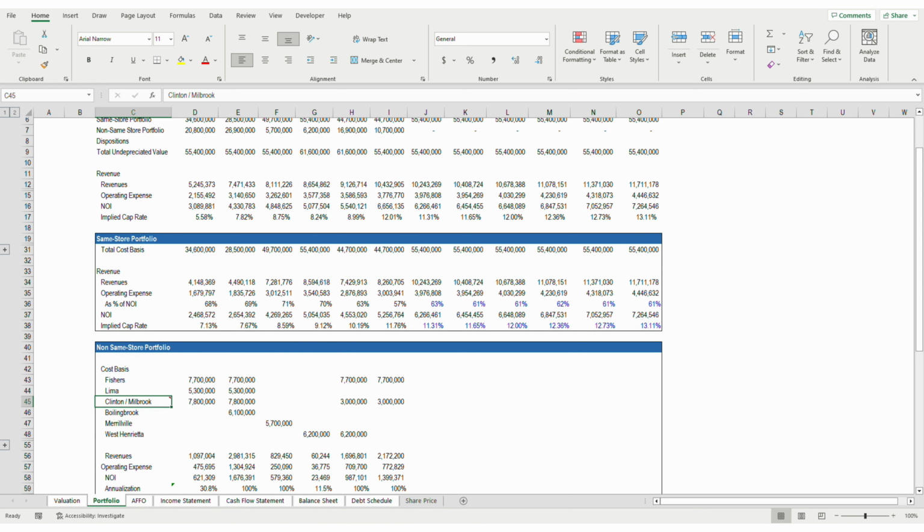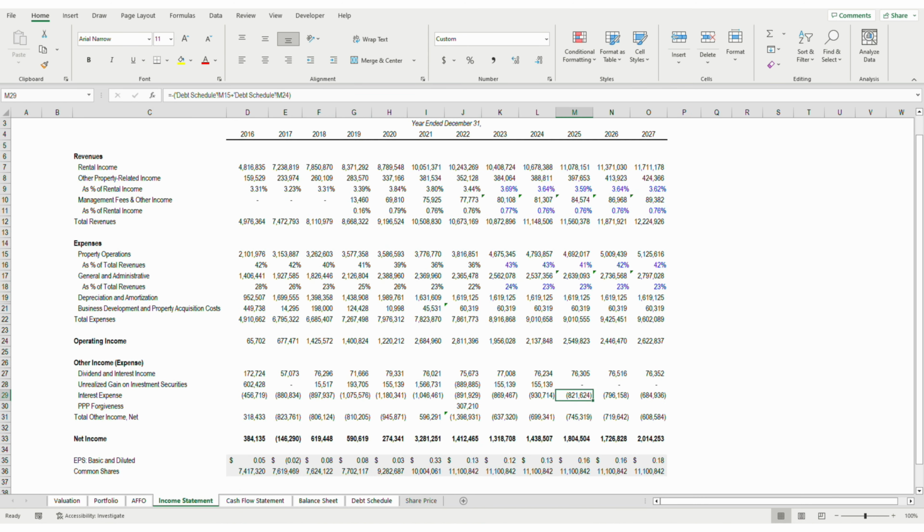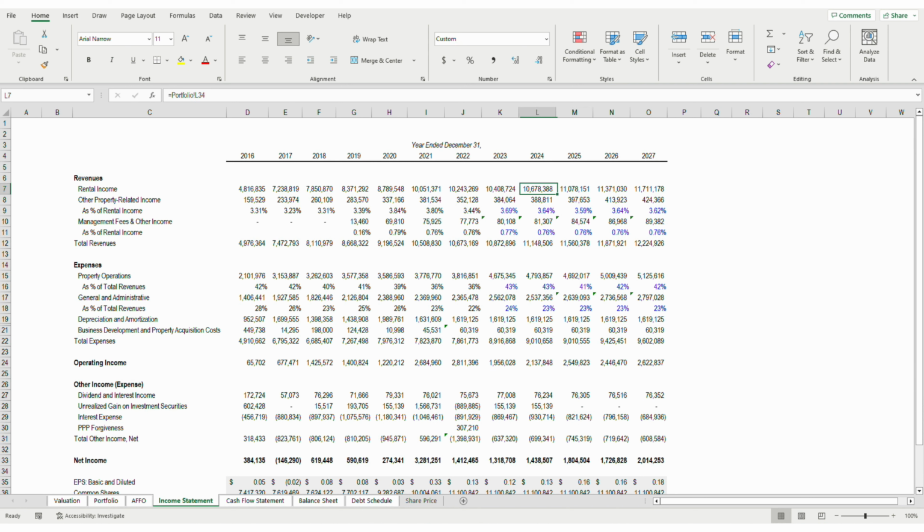One of the nice things about a REIT of this size is that it can effectively be valued like a real estate property alongside an understanding of the 3 statements. Moving on to the income statement, rental income is forecasted through the portfolio tab. Other property income and management fee income, both a relatively small and consistent percentage of rental income, are forecasted as such. Expenses take a similar strategy, forecasted as a percentage of total revenues besides depreciation and amortization.